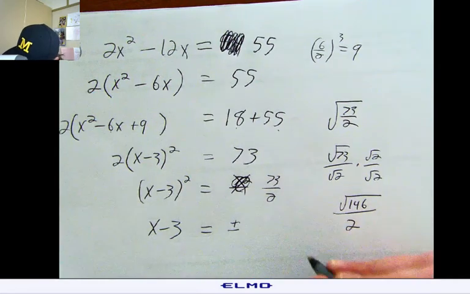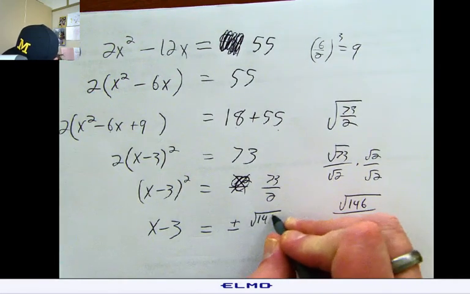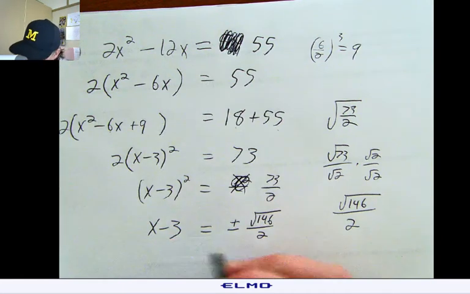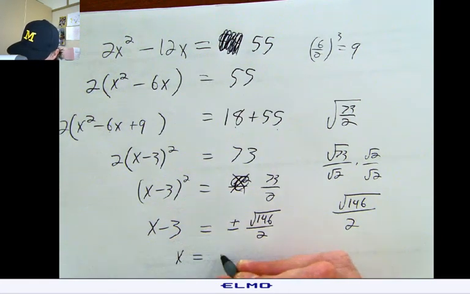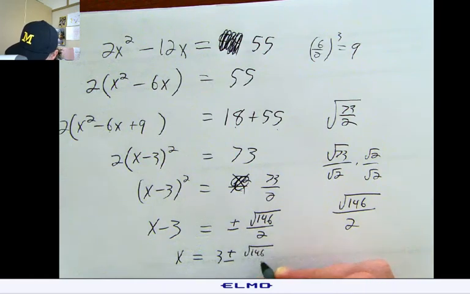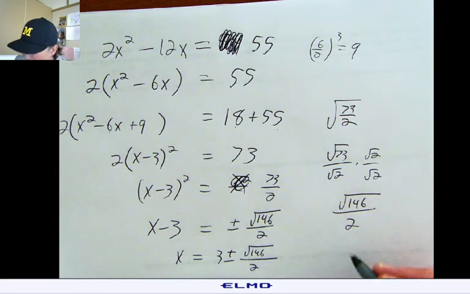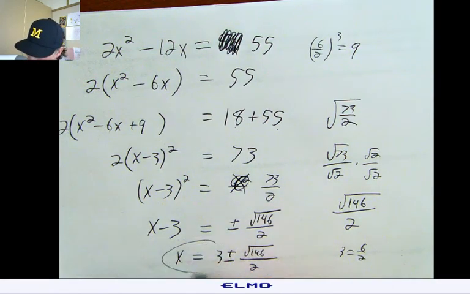So positive negative square root 146 all over 2. My last step is to add 3 to both sides. So x ends up being 3 plus or minus square root 146 all over 2. You could change 3 to 6 over 2 if you wanted. I'm actually okay with this answer here.